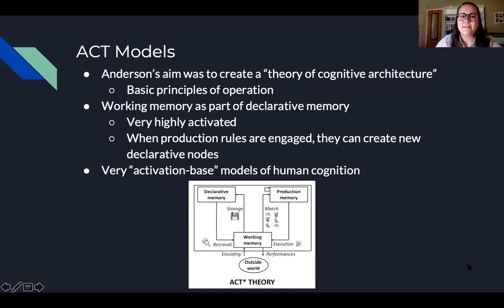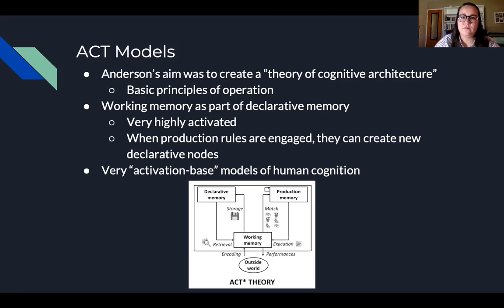And so these are a lot more complicated models, so I'm just going to glance over them. The motivation behind Anderson making these models was that he wanted to have what he called a theory of cognitive architecture. Essentially, he wanted to outline the basic principles of operation, again using this computer analogy. How can I generally describe how the human mind works?